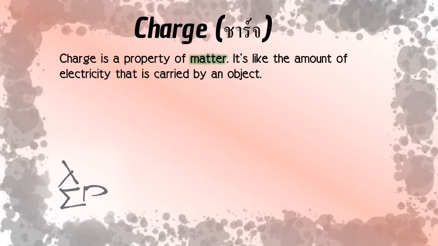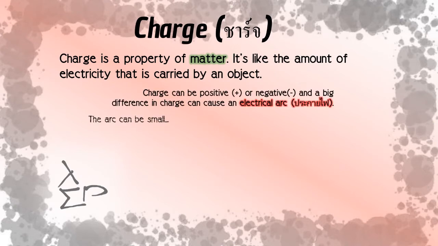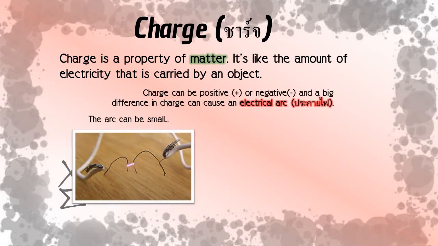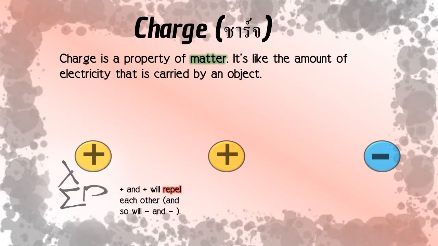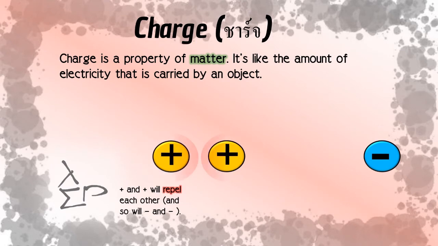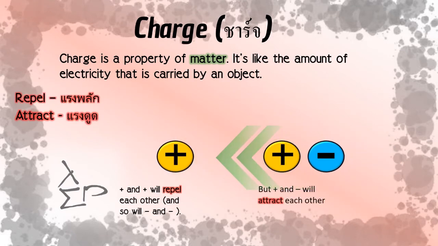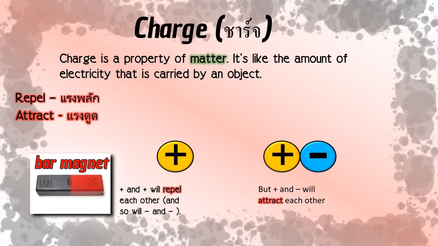Charge. Charge is a property of matter which tells you how much electricity an object has. Kind of. In fact, moving charge through matter is what we call electricity. Charge has two different types, positive and negative. Similar charges repel each other, but different charges will attract. This is an effect like you might have seen in magnets, and electricity and magnetism are related.